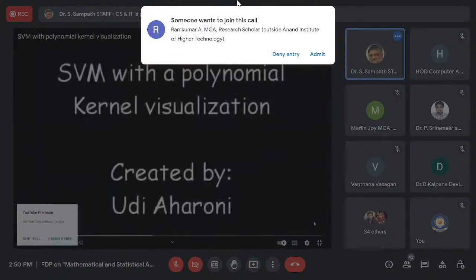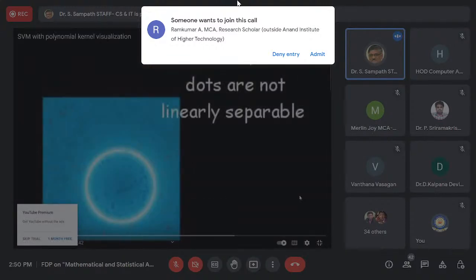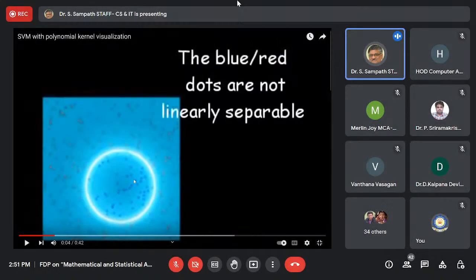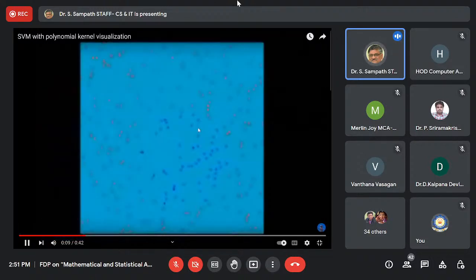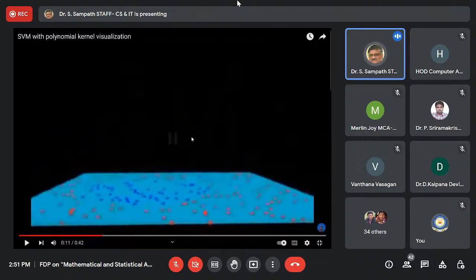Now you can see here I have a two-dimensional plot where the blue and the red points are not linearly separated. Some red points are getting along with the blue points. So the blue and the red points are not linearly separable. What I am going to do now, for these points, I'm going to create a three-dimensional space. Now you can see here, some red points are here and some blue points are there, some red points are there on the top.